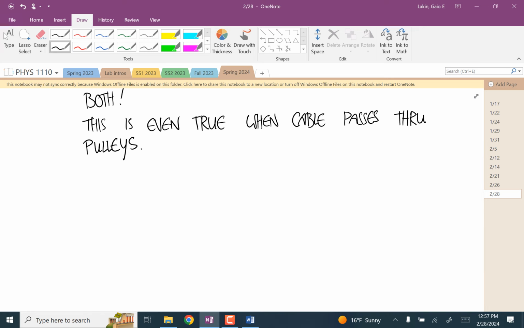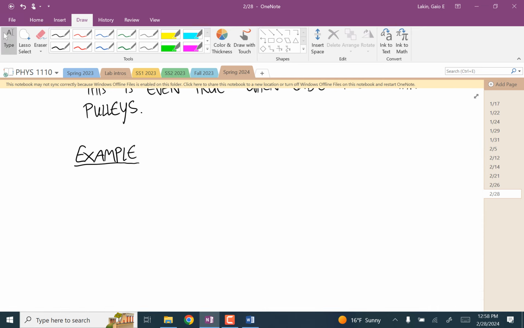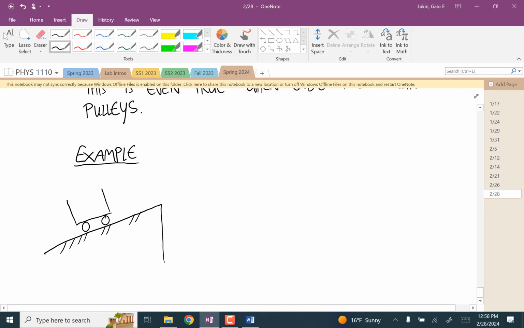Okay, so let's do an example problem where we're just doing free body diagrams of sort of a complicated setup. So let's say that we have an incline, and there's a rolling cart on this incline. And let's say this has a mass of 10 kilograms.